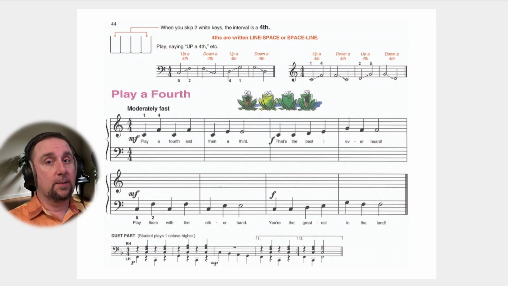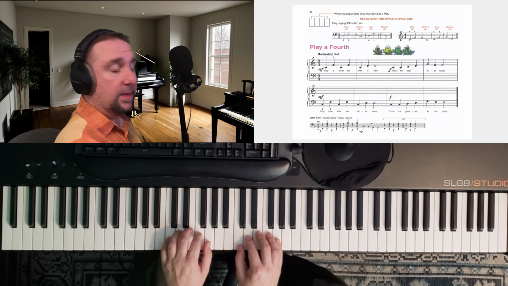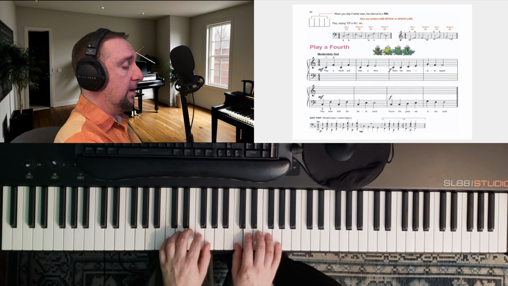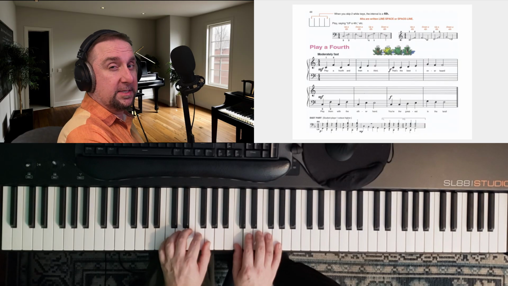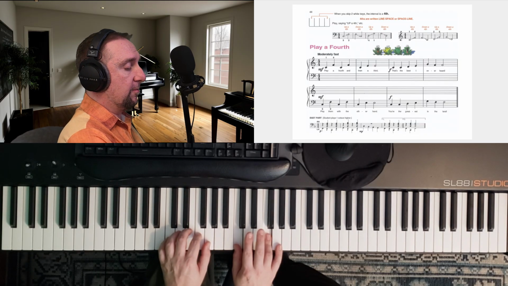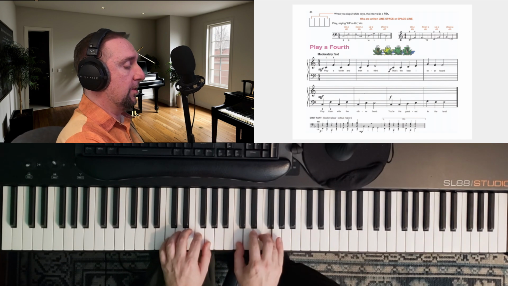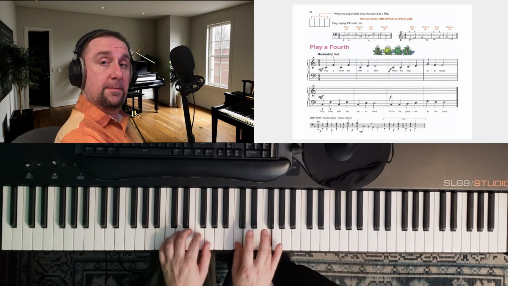So let's look at it on the keyboard here. Here's C position for both hands. In the right hand, I'm just going to play a C and then an F. I'm going to play them both at the same time, and you'll notice that we're skipping over those two notes, the D and the E. So 1, 2, 3, fourth.